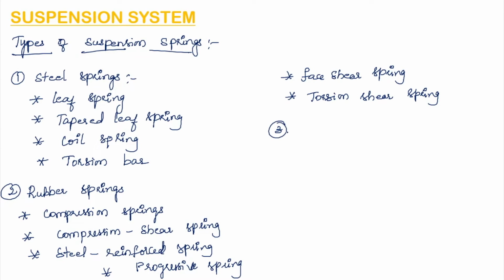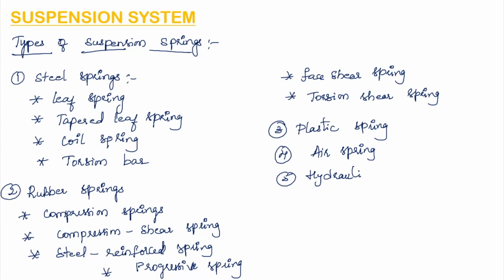Then the third type of suspension spring is the plastic spring. The fourth one is the air spring. And the fifth one is the hydraulic spring. So these are the different types of suspension spring.